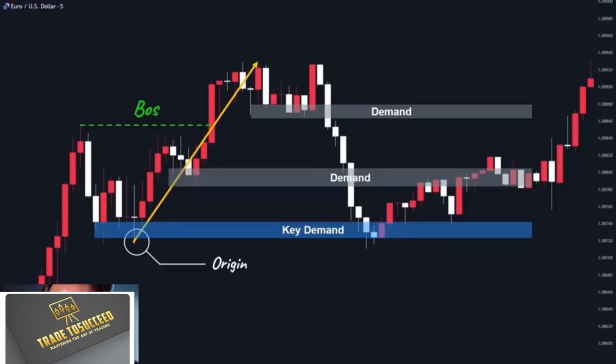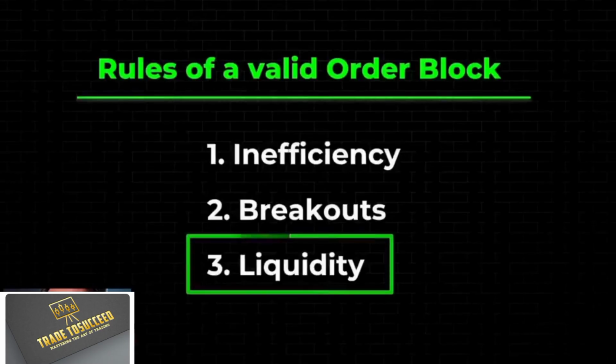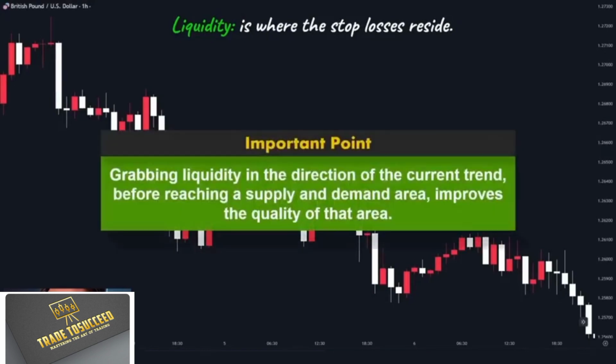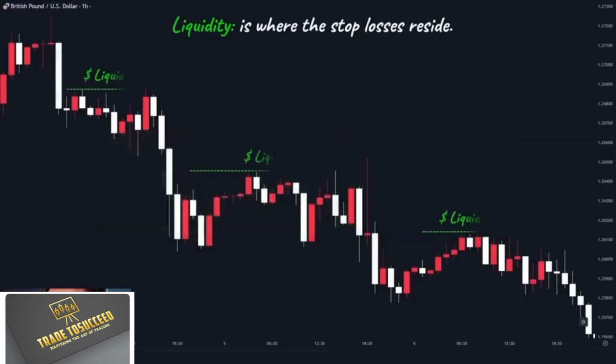But before we continue, last but not least, the liquidity. Liquidity is where the stop losses reside. Combining the liquidity concept with order blocks enhances our understanding of market dynamics and provides valuable information for strategic decision-making. Grabbing liquidity in the direction of the current trend before reaching a supply and demand area improves the quality of that area. There are 3 common liquidity grab patterns that happen every day on the chart.